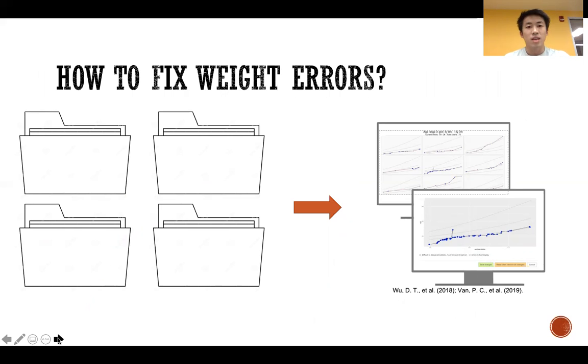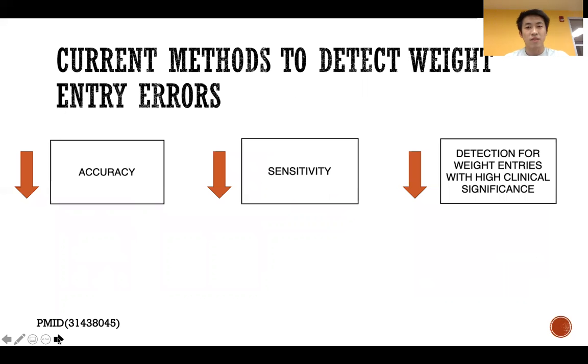That is, what if there was an algorithm that could go through the charts and detect the errors for the clinicians to review? So previously, we have analyzed the current methods out there in a past study that we conducted, which includes some methods from Children's Hospital of Philadelphia, the CDC, and our own regression model developed in a previous study, which can be found in the following PubMed ID.